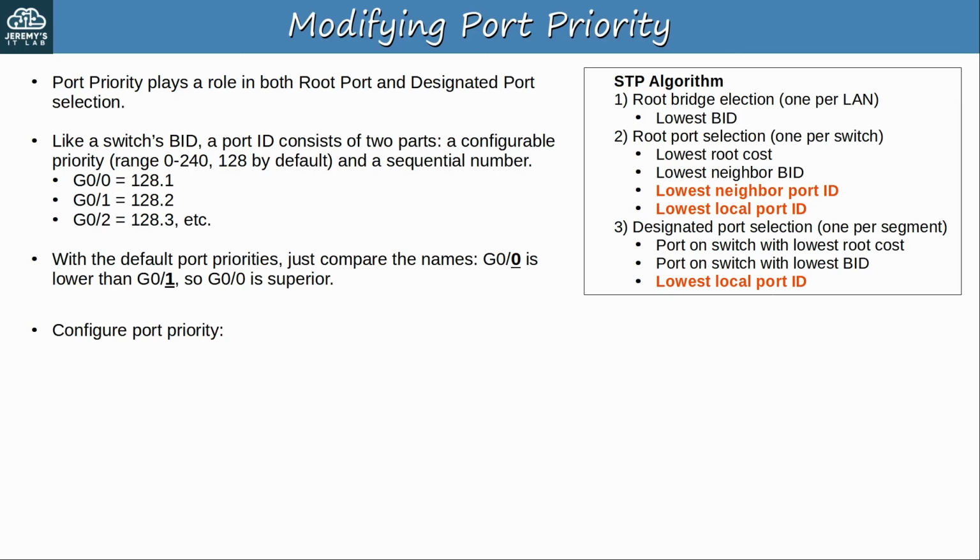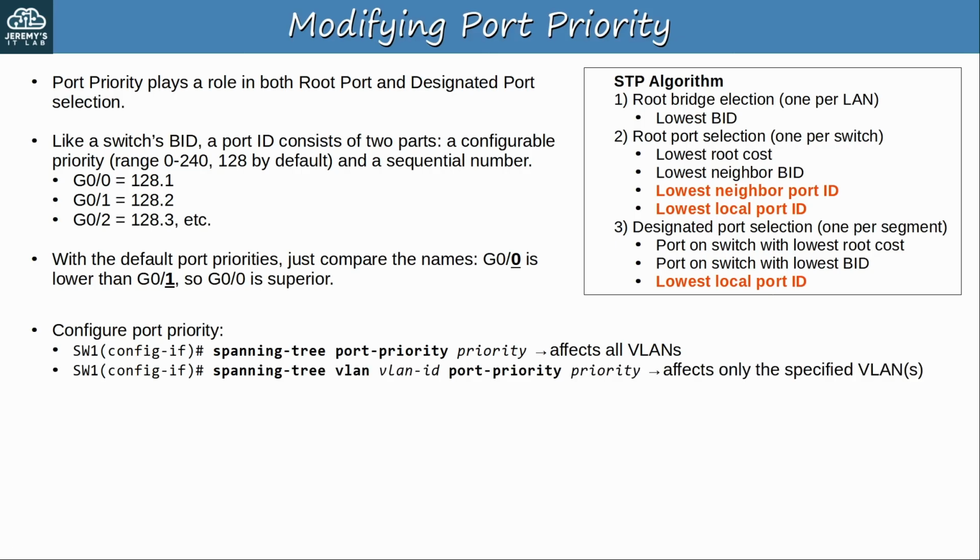Here's how to configure a port's priority. You can use the spanning-tree port-priority command to modify the priority in all VLANs, or you can specify the VLAN ID to affect only the specified VLAN. And just like we saw with the port cost configurations, if you configure both, the VLAN-specific configuration takes precedence.